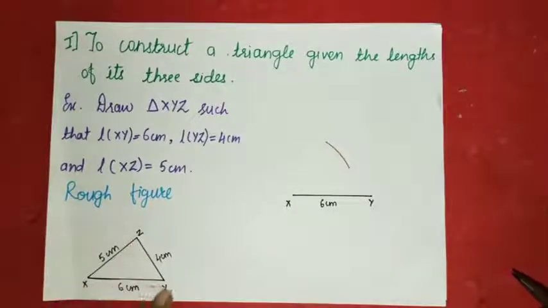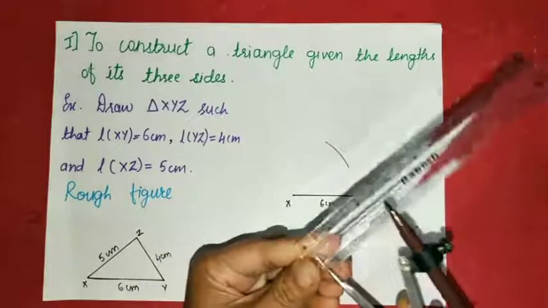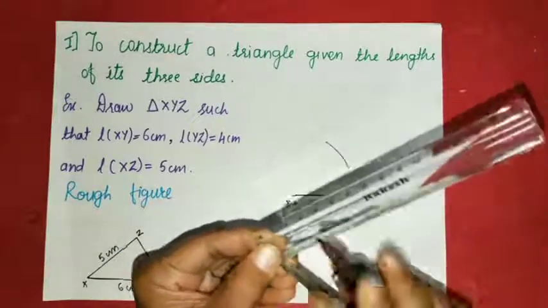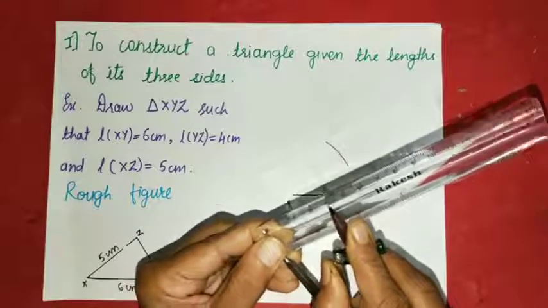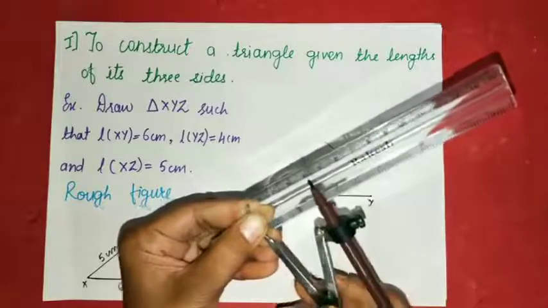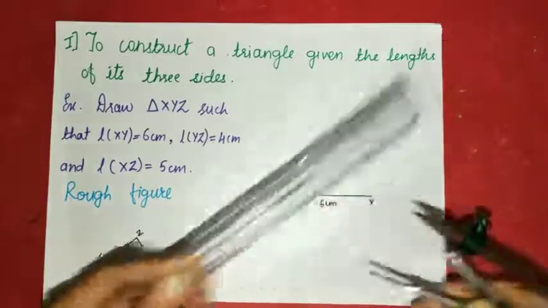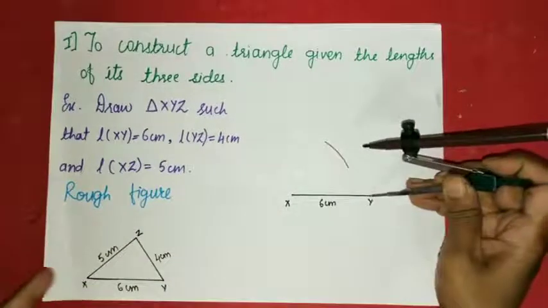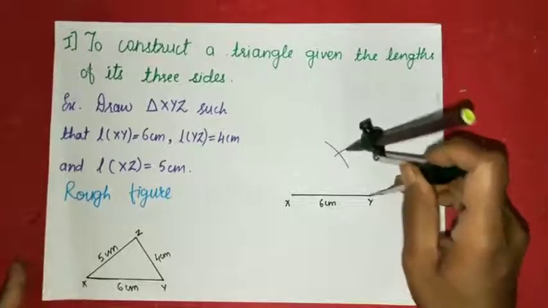Now we have to draw 4 cm segment YZ. For that we will again adjust a compass using ruler. Put the needle end on 0 and now adjust it up to 4 so that the distance between both the ends of compass should be 4 cm. Now put it on vertex Y. Give the arc like this.